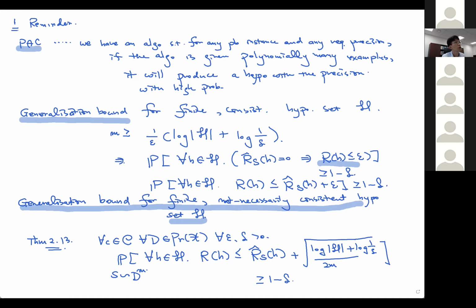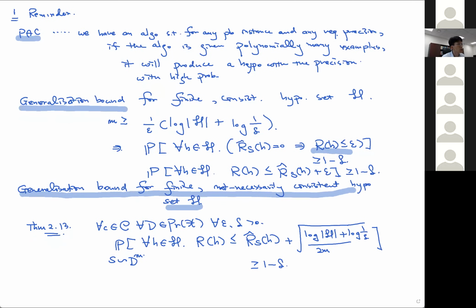One way to compare what's going on here with the one before is to rephrase this statement in terms of the sample bound, and replace this part like this. If the number of samples, we can rewrite it like this.